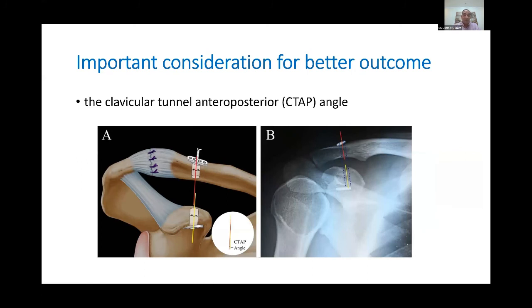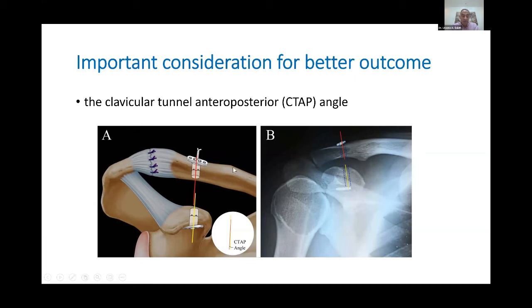The third one, which is a very important one, but I think this could be a problem with Dr. Sobhy when he's doing it open, but with the technique of doing it arthroscopic guided, since we drill transclavicular and transcoracoid, it's not a big deal. It's called the clavicular tunnel anteroposterior angle. It means that a straight line in the middle of your clavicular tunnel and a straight line in the middle of your coracoid tunnel should be parallel to each other and there is no major angle. If you have a major angle, this is a prediction of failure and less satisfactory outcome.